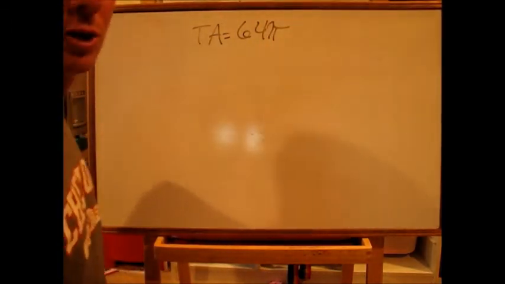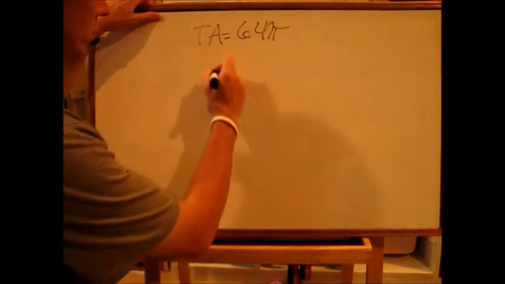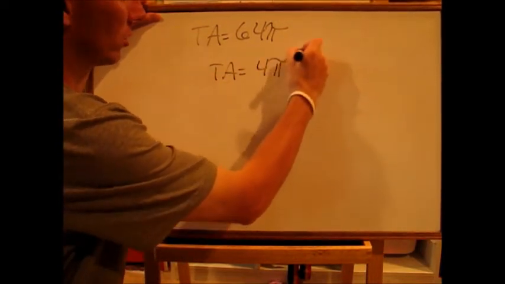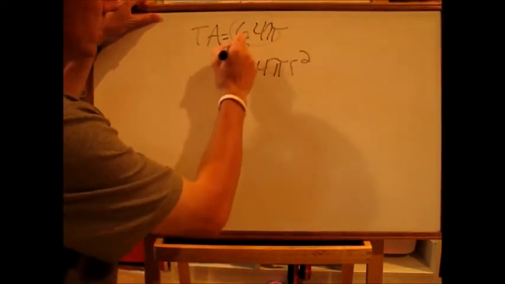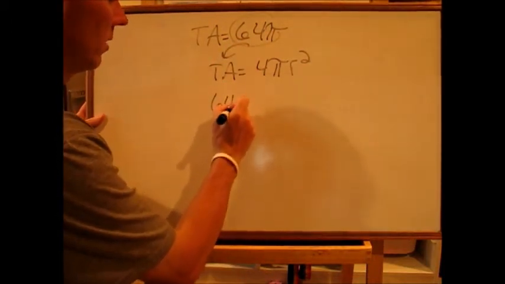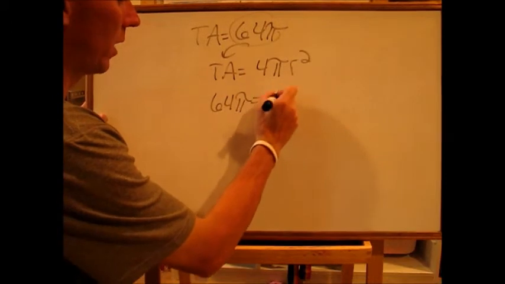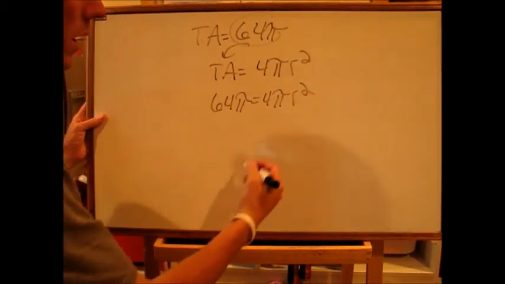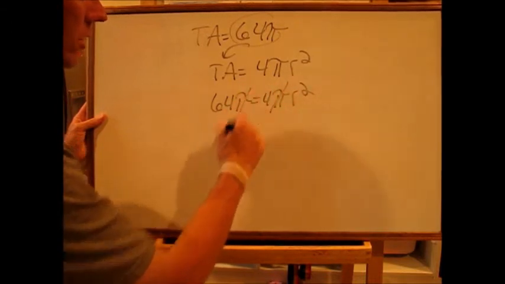Again, we're substituting into the formula. What's the formula for total surface area? TA equals 4 pi r squared. This is getting substituted in right there. So we've got 64 pi equals 4 pi r squared. What happens to these pi's? We divide both sides by pi, they're going to cancel out.